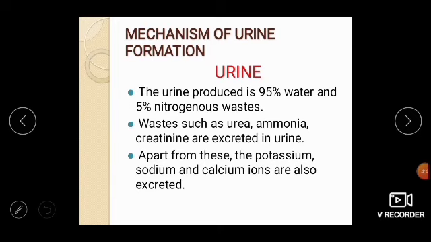Now, the composition of urine. Urine consists of 95% water and 5% nitrogenous waste, remember. The wastes are basically urea, ammonia, creatinine, and so on. Apart from this, potassium, sodium, and calcium ions are also secreted out.